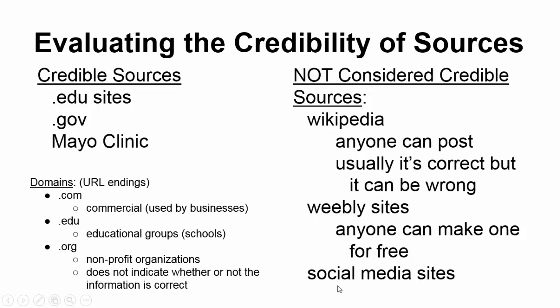Now, let's look at some of them that are not considered credible sources. So, for example, Wikipedia. Anyone can post to Wikipedia. And it's usually correct, but because anyone can post to it and the Wikipedia authors might not have had a chance to approve it and double check it, there could be wrong information that slips through that evaluating process. So it's a great place to start, but it's not necessarily a source that you want to cite. You're going to want to do more research beyond.